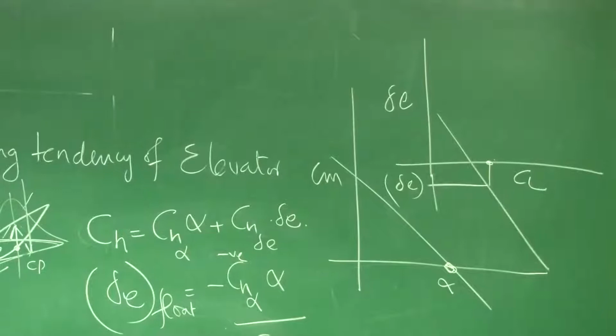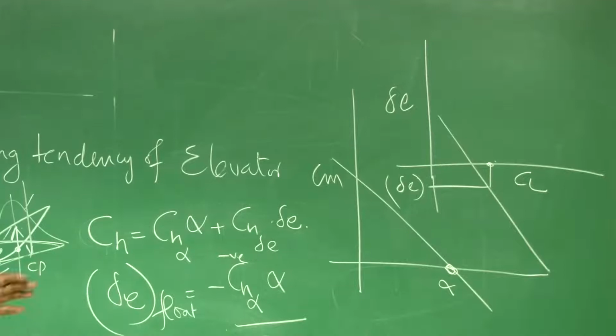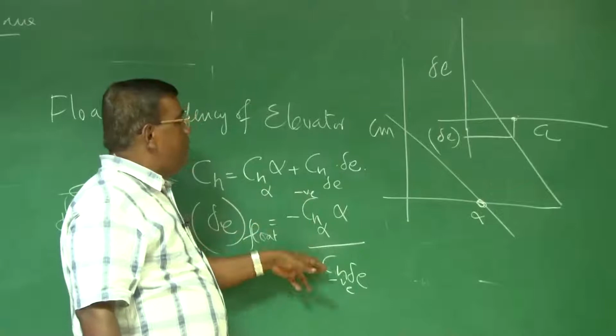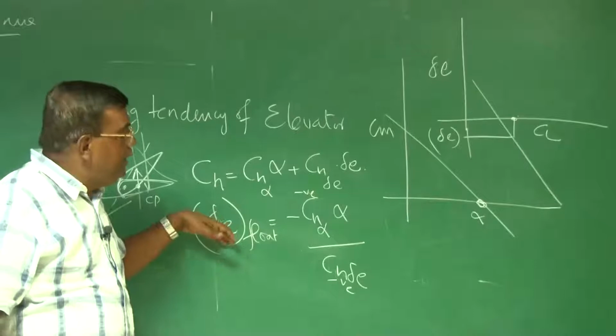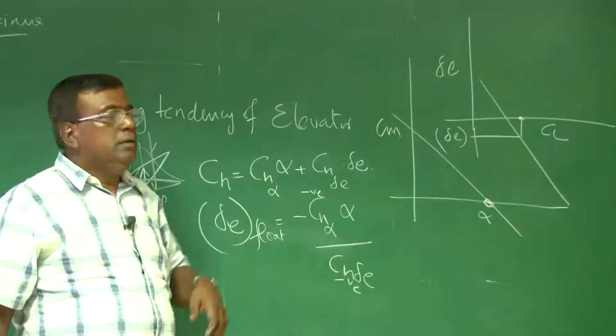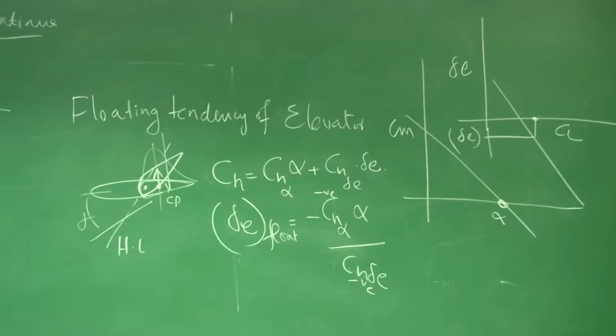But imagine a situation where you have designed the elevator in such a way that the values of CH alpha and CH delta E are such that, without doing anything, at that alpha, it automatically floats to this point. Or when you try to take it to that alpha, it further gets floated by this angle. Both the things are possible, right? In a dynamic sense, at any alpha, there will be a floating tendency, unless you lock it. So the actual effort put by the pilot will not be dictated by the absolute delta. You have to take into consideration how much the elevator has floated.